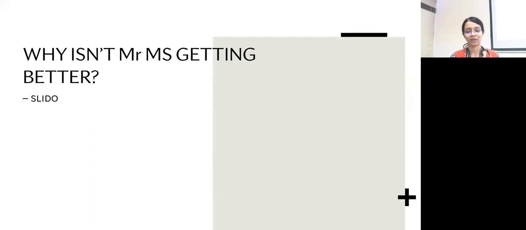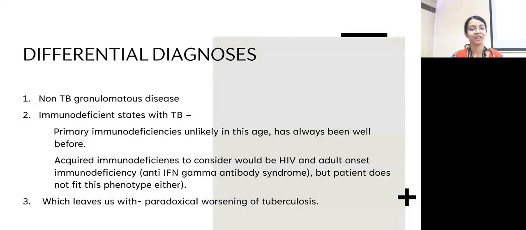So, in interest of time, differentials for non-TB granulomatous disease, immunodeficient states with TB: primary immunodeficiencies are unlikely at 62. Acquired immunodeficiencies we could consider would be HIV and anti-interferon gamma antibody syndrome, which is called adult onset immunodeficiency. But he didn't fit that phenotype. They present like an advanced AIDS complex. He didn't fit that phenotype. So this leaves us with what we finally considered most likely in him, paradoxical worsening of tuberculosis.